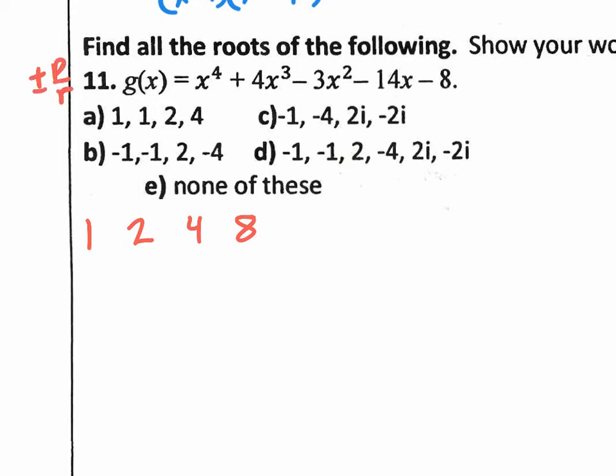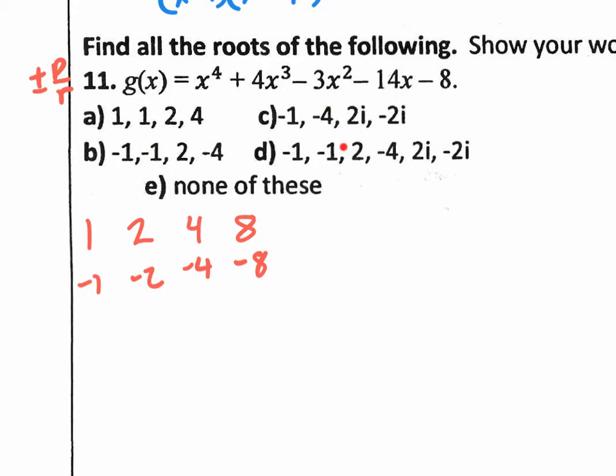So it could be +1 or -1, +2 or -2, +4 or -4, or -8. So we're just going to start guessing. Pick one, plug it in with synthetic substitution, and see if it works, see if your remainder is 0. Now the deal is this. Look at your multiple choice answers. Which number do you see repeated in most of those answers? 1. Oh, actually, there's no 1 right here.